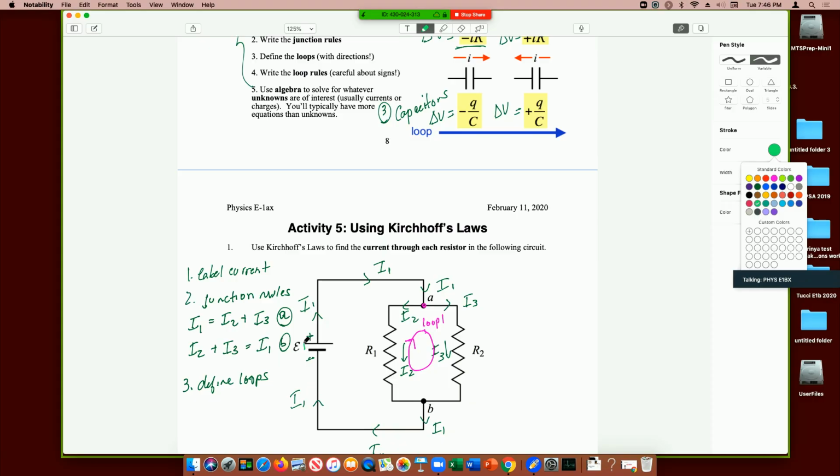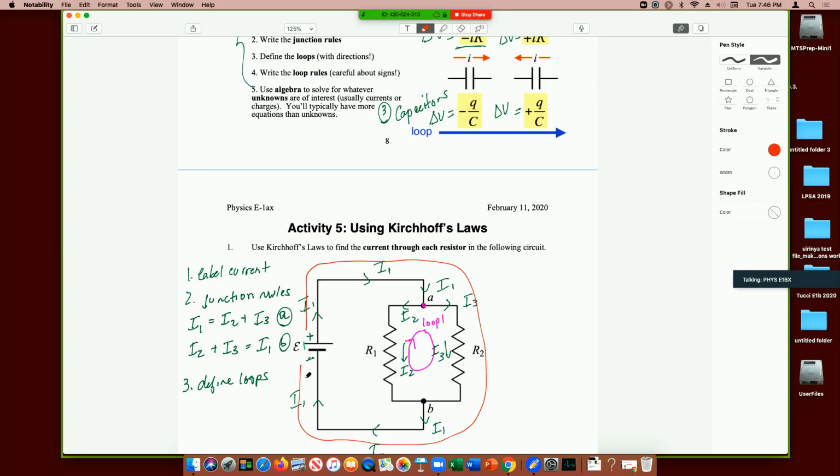Let me call loop 2 this one here. So starting here, maybe I should use a red. Starting here, going all the way around, right? I'm going to call that loop 2. And then loop 3 would be starting here and going back like this. Okay, so that's loop 3.